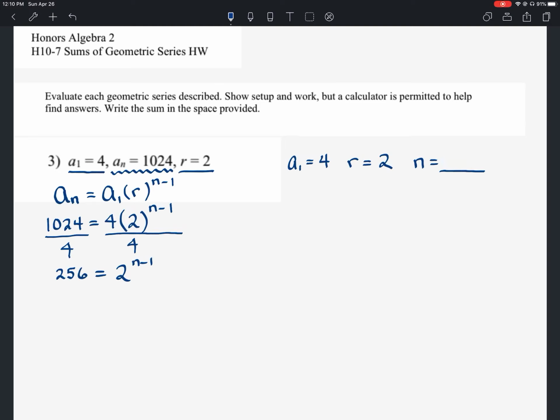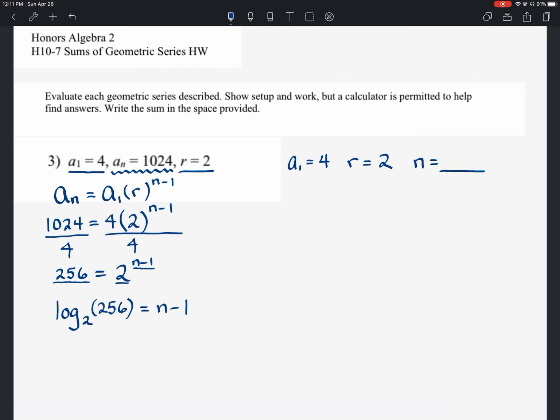And now you need to make a decision of how you want to solve this. Remember, when we're solving exponentials, we usually need to use logs. So you can do it one of two ways. You can rewrite this in its log form, right? We could set up the little template here. We have log, we know the base is 2, so log base 2 of our value, which is 256, is equal to our exponent, which is n minus 1.